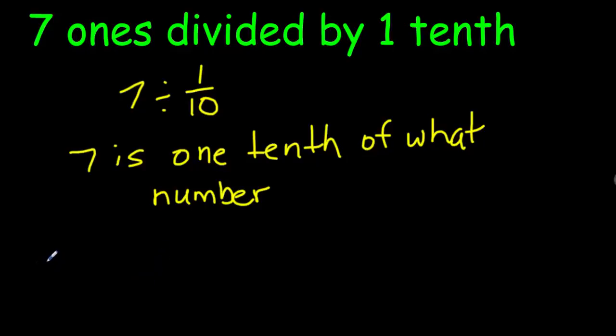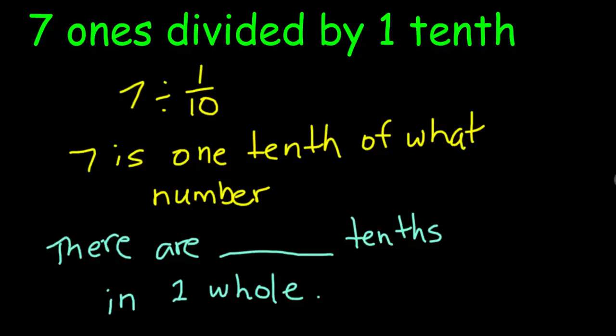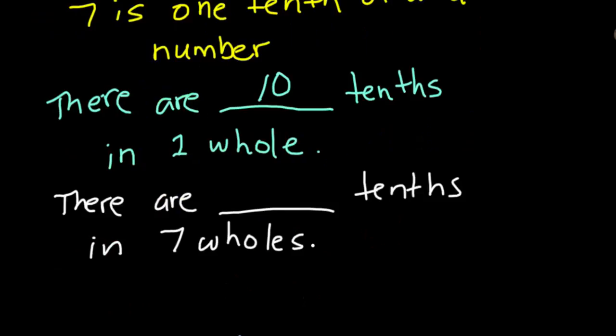So let me write this statement as well. Let's just start with 1 whole. How many tenths are in 1 whole? There are 10 tenths in 1 whole. So let's continue on with that thought. Let's look at this one then. There are blank tenths in 7 wholes. Well, if there are 10 tenths in 1 whole, then we're looking at how many are in 7 wholes. And I think I heard somebody say 70. Woohoo, you guys are so smart.